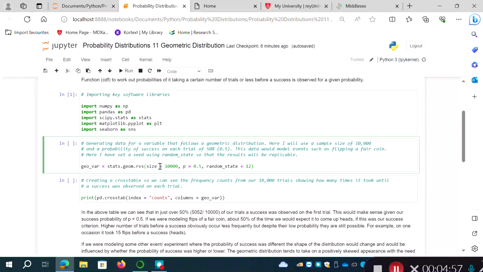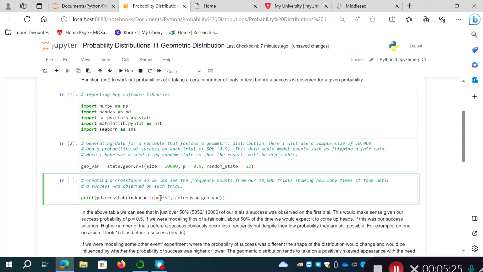We're saying generate random variables, random variates for a variable that follows a geometric distribution with this line of code. Okay, so what I'll do is create a cross table, so we can see the frequency counts for our 10,000 trials, showing how many times it took until a success was observed on each of the trials. So I'm just using a print.